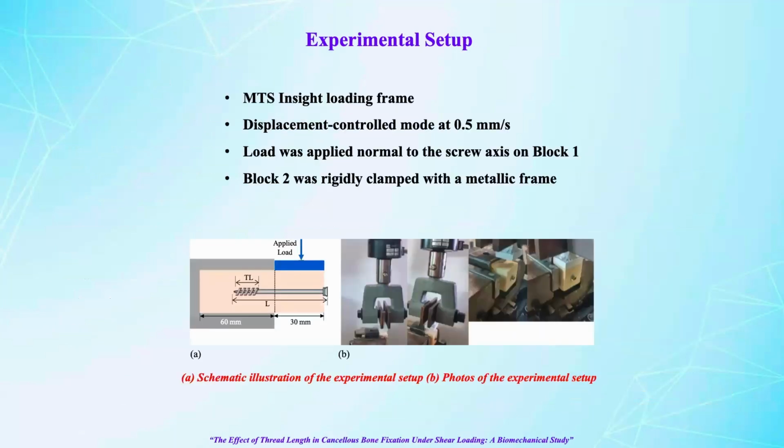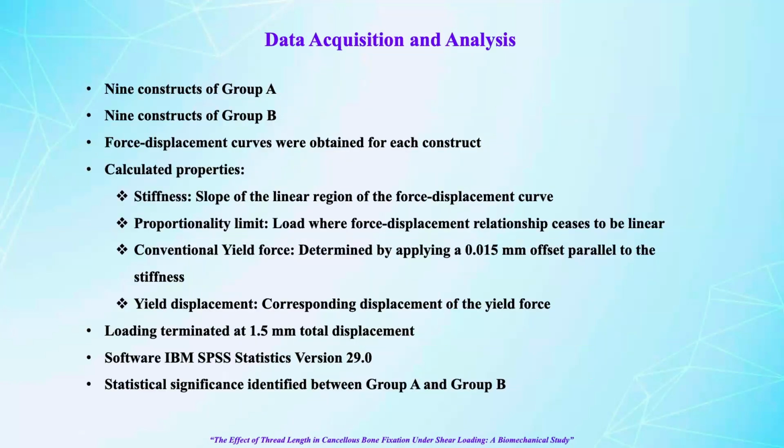All the experiments were carried out by using an MTS universal loading frame under a displacement control mode. The load was applied at an outer surface of block 1, while block 2 was rigidly clamped with a metallic frame. The data were collected from 9 constructs of group A and 9 constructs of group B, and the force displacement curves were obtained for each construct.